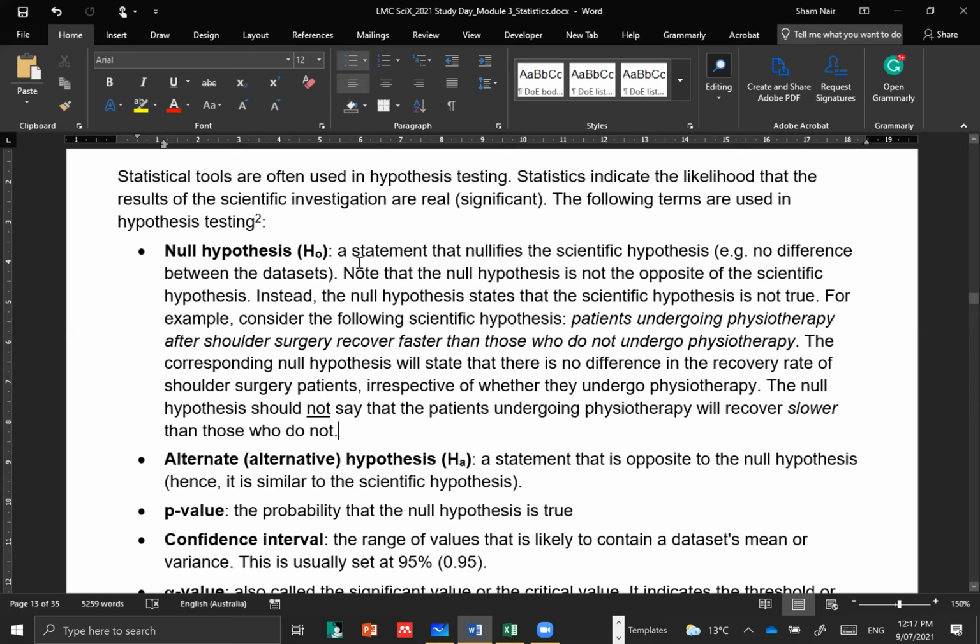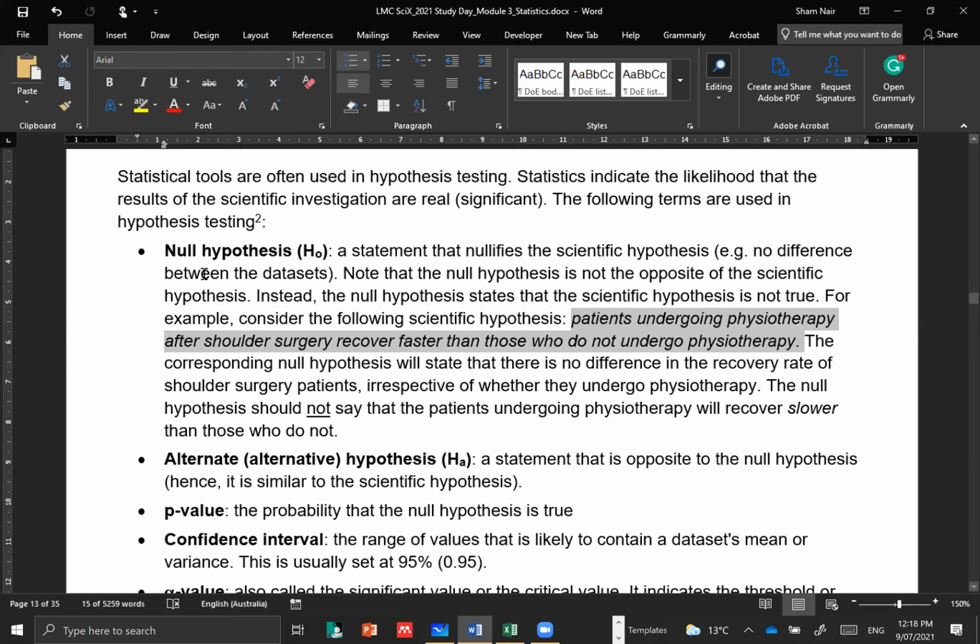What this page tells us is it provides us with a list of definitions. So a null hypothesis, and the word null means to nullify the scientific hypothesis. So going back to this one, the scientific hypothesis says patients undergoing physio will recover faster than those who do not. Then the null hypothesis basically says that that is not true. So we'd say that they do not recover faster. I hope that makes sense. So the null hypothesis simply negates the scientific hypothesis. It nullifies the scientific hypothesis.